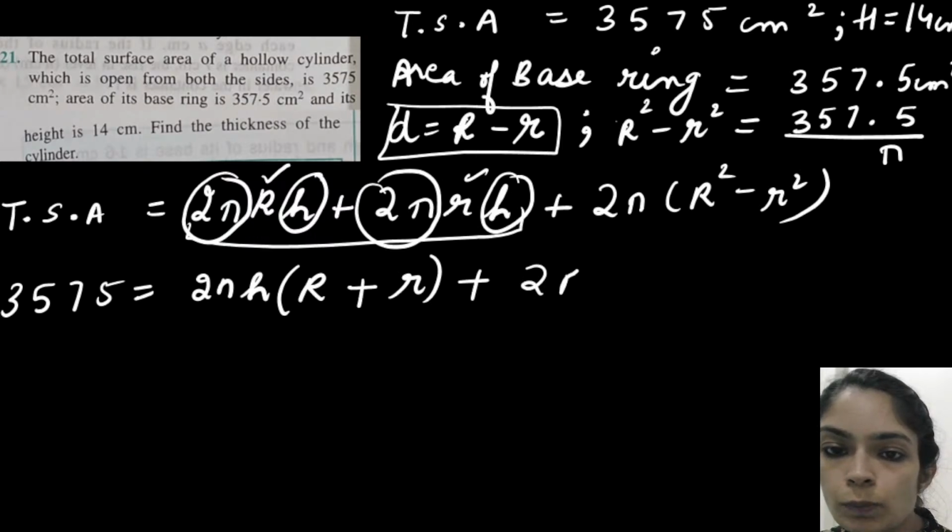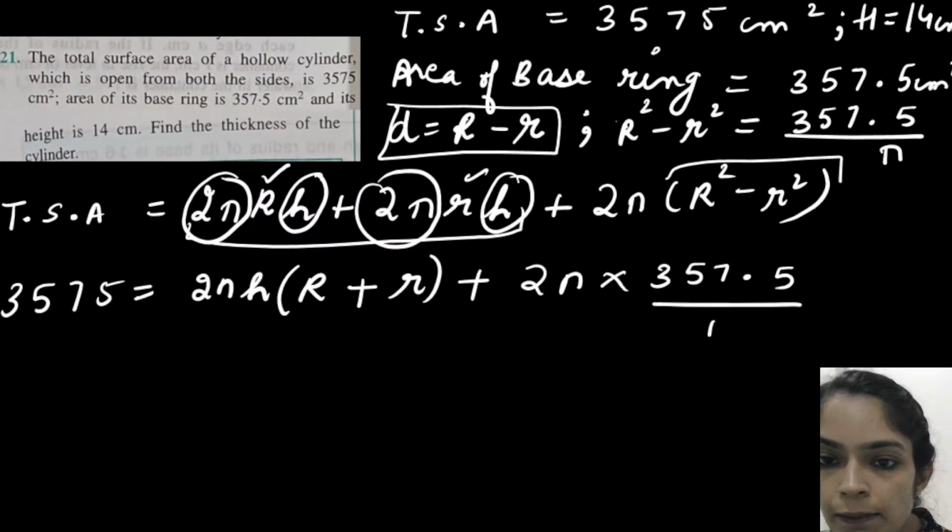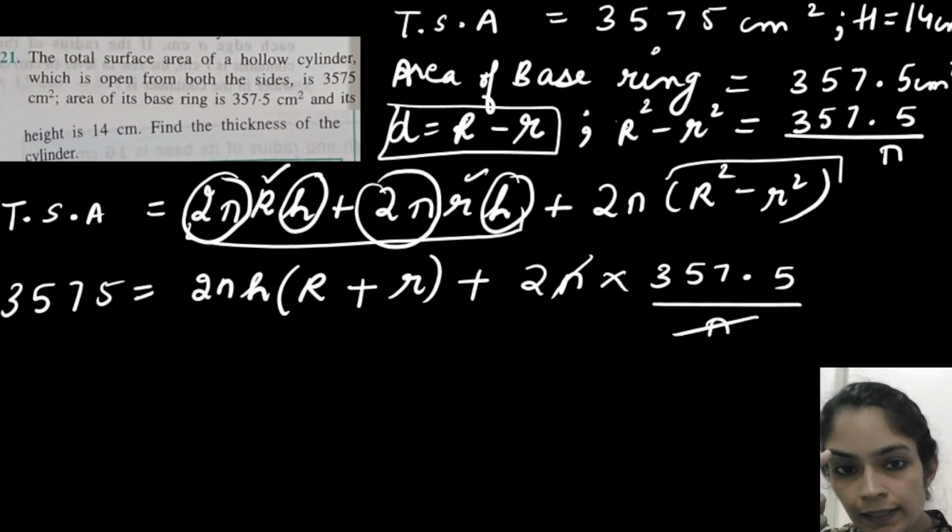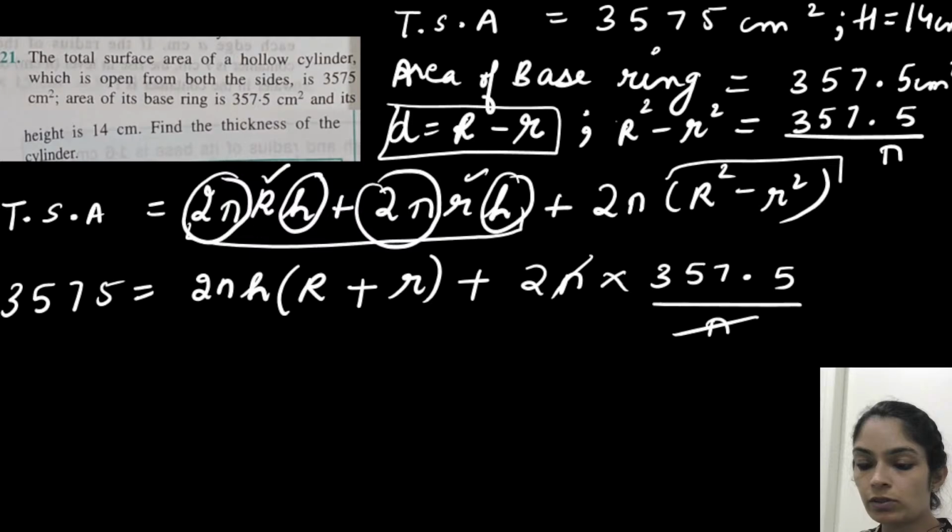Plus 2 pi. Here, 2 pi. Now I know the value of this. This value is 357.5 by pi. So pi and pi will get cancelled. Pi and pi. Now this is the full working only. Say calculations, you have to share it with me because these calculations are a little lengthy.